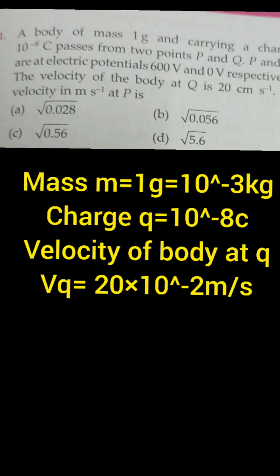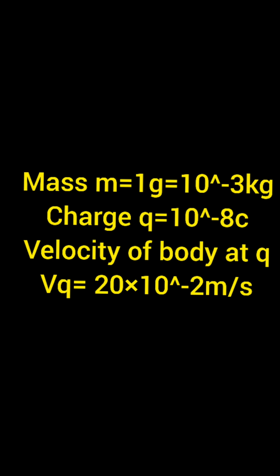A body of mass 1 gram and carrying a charge of 10 power minus 8 coulombs passes from 2 points P and Q. P and Q are at electric potential 600 volts and 0 volts respectively. The velocity of the body at Q is 20 meters per second. Its velocity in meters per second at P is. Mass of the body m is equal to 1 gram is equal to 10 power minus 3 kg. Charge q is equal to 10 power minus 8 coulombs. Velocity of the body at Q, VQ is equal to 20 into 10 power minus 2 meters per second.